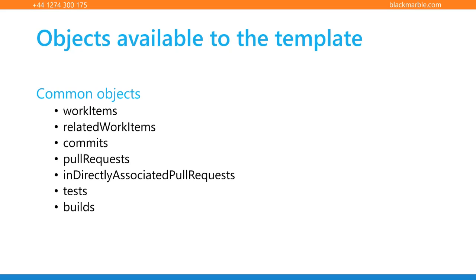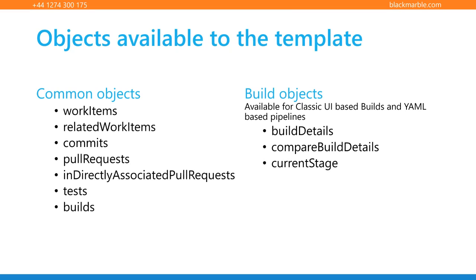But then we've also got some other objects that are specific to how you're actually using the extension. The build ones, which are what you get if you're inside a classic UI-based build or a YAML-based build, whether it be single or multi-stage, are the build details, i.e. the build you're on at the moment, the compare build details, which are the build we compared against, and the current stage. So if you're in multi-stage YAML, it's the name of the stage you're on. If you're in single stage, i.e. you don't have a stage, you haven't bothered to define one, it's underscore default is the name of your stage. So there'll always be a stage there, but that's more a multi-stage YAML thing.